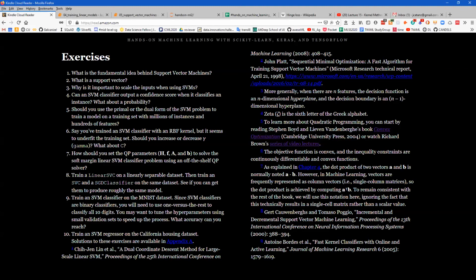In other words, how many street widths are you away from the margin? If you were very close, like 1 street width away from the margin, well, that's good, but it's not as good as being 10 street widths away from the margin, right? Okay. And what about probability?